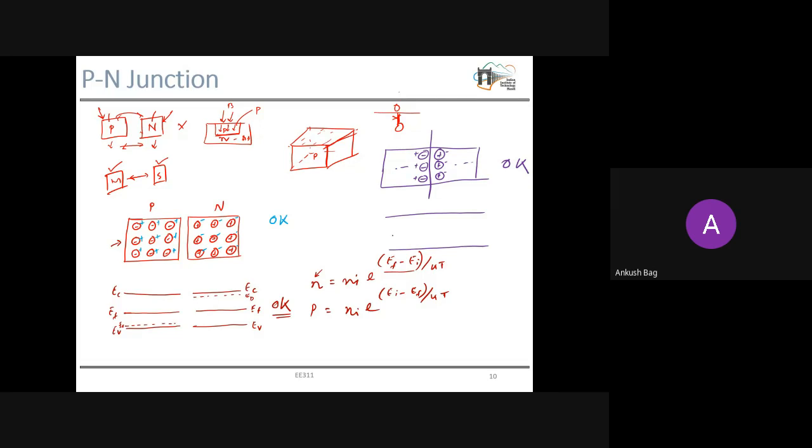I guess someone's mic is not muted. Please mute it.